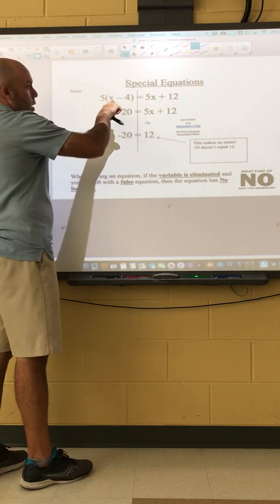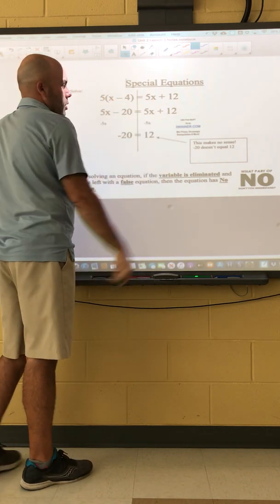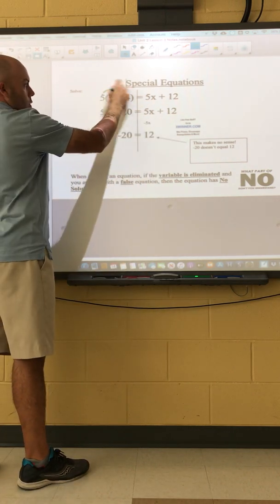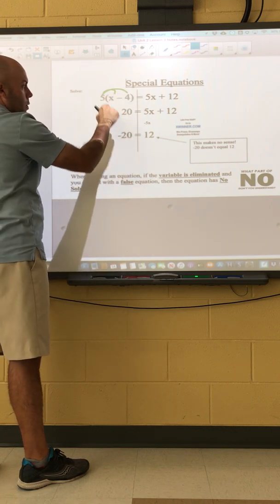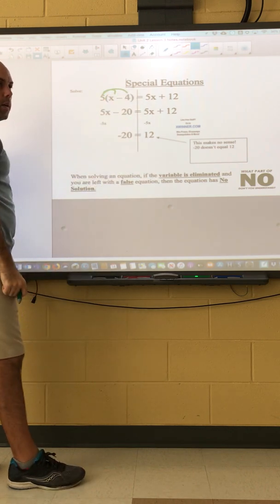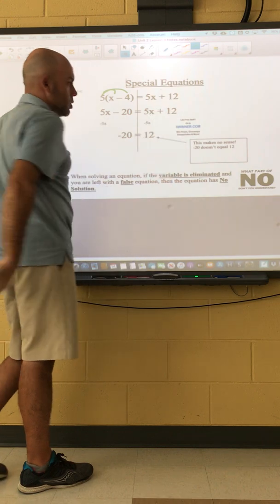So here I see 5, parentheses, x minus 4 equals 5x plus 12. So I would distribute the 5 in. 5 times x is 5x. 5 times negative 4 is negative 20. And then I'm just bringing the 5x plus 12 down.